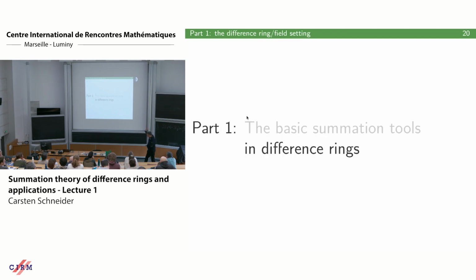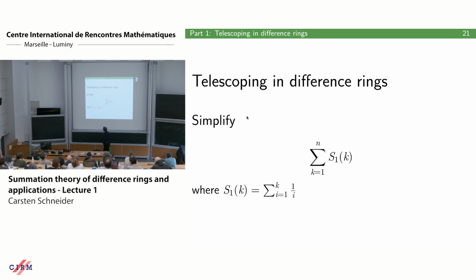Nevertheless, now I would like to go a little bit to the difference ring setting. So I want you to see a bit of difference ring theory before tomorrow, when I can go into details. Okay, and let's look at a simpler example. I just want to sum the k-th harmonic numbers. It's easier for looking at the problem.